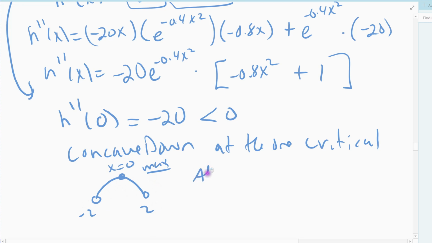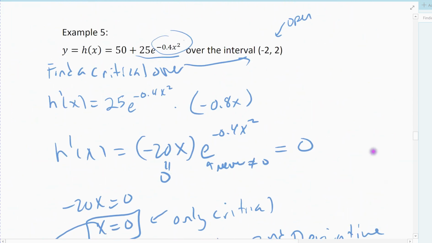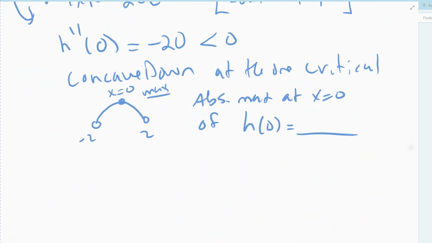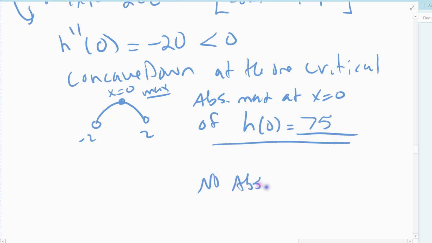All right, so we have an absolute max at x equals 0 of, well, I've got to plug it in. I've got to go back into my original function, plug in 0. So I go all the way back up here, plug in 0. That's going to become 1. 50 plus 25, so that's 75. All right, 75 is my absolute max. There is no absolute minimum. It doesn't exist at the 2, so those aren't minimums. There's just a maximum in that case.